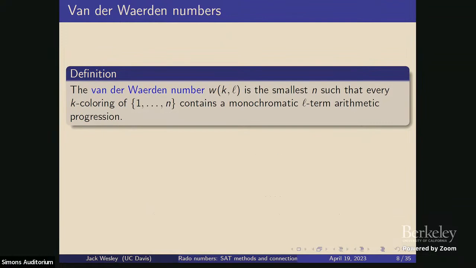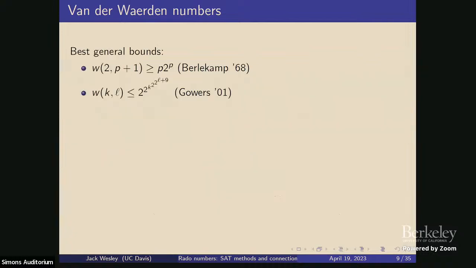And like the Schur number, we can define a van der Waerden number to be the smallest n where this works. And again, as a small example, W(2,3) is 9. These are essentially the only 3 colorings that you have, but you get stuck at 9 in each case. And you can keep going with this as well.